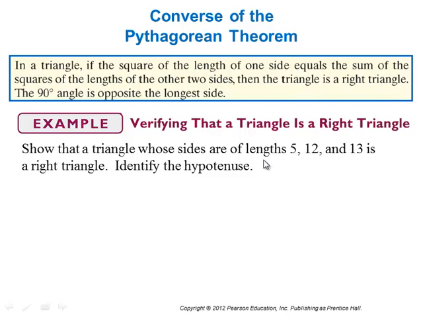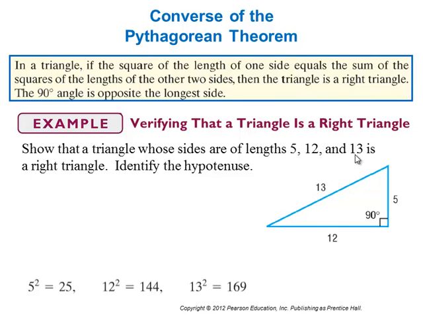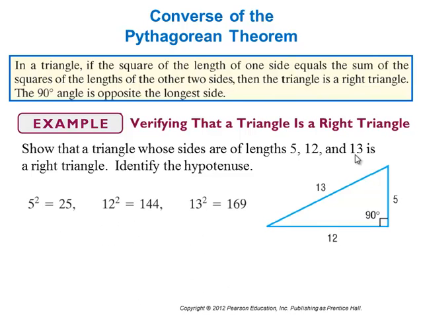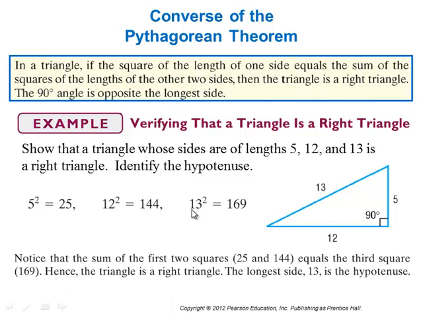So suppose that we have a triangle with sides of length 5, 12, and 13. Is this a right triangle? All you need to do is say, 5 squared plus 12 squared, is that really equal to 13 squared? And the answer is yes, because 5 squared is 25, 12 squared is 144, 25 plus 144 is equal to 169, which is what 13 squared is.